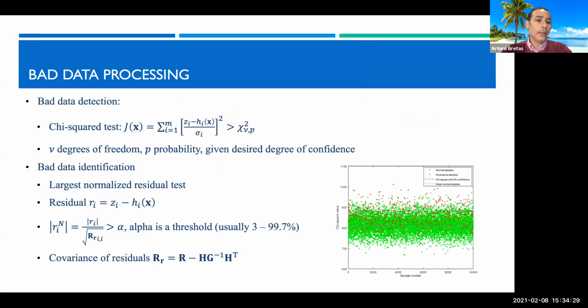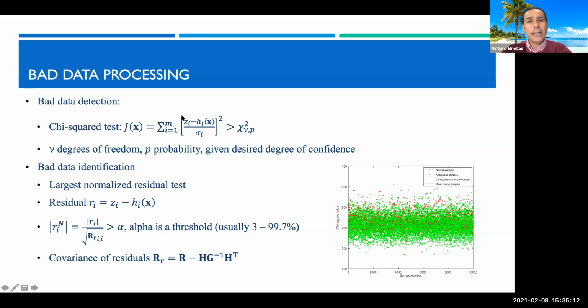And the bad data processing that is in place nowadays for detection uses hypothesis testing solutions. The most used is the chi-square test, where you have certain degrees of freedom and a certain confidence level. Based on those, you establish a threshold value, and you compare the sum of your normalized residuals to this threshold value, based on the normal distribution characteristic. This hypothesis testing then lets you know if you have bad data or not.